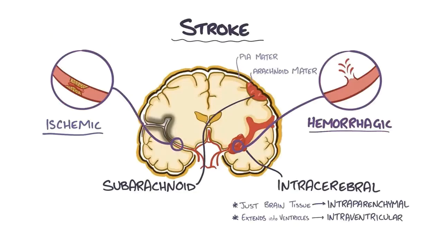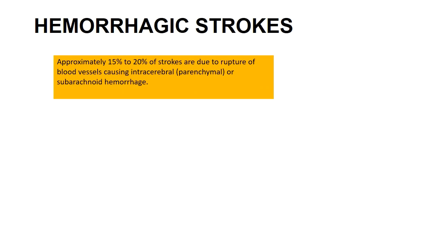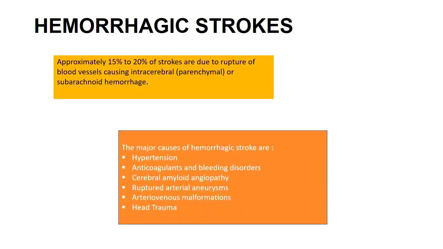Now, stroke has already been discussed in the previous class, and we had been discussing ischemic stroke, or for that matter, hypoxic ischemic encephalopathies. Now we'd like to focus our attention towards hemorrhagic stroke, typically the intracerebral and the subarachnoid hemorrhage. The intracerebral hemorrhage can either be intraparenchymal or intraventricular. Hemorrhagic stroke accounts for 15 to 20% of all strokes due to the rupture of blood vessels causing intracerebral, parenchymal, or subarachnoid hemorrhage.